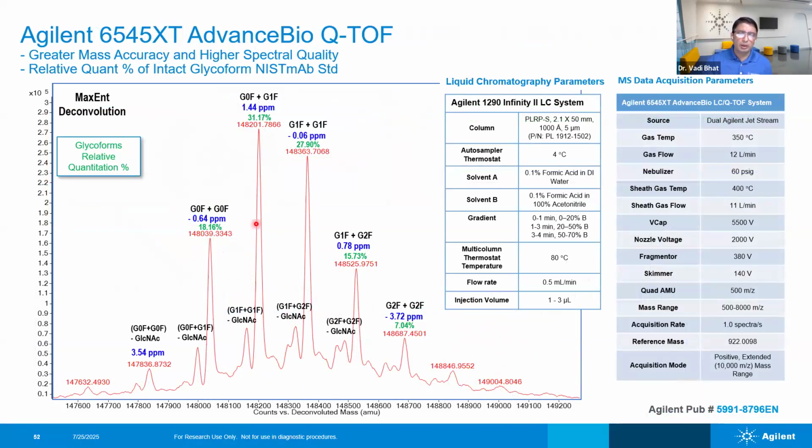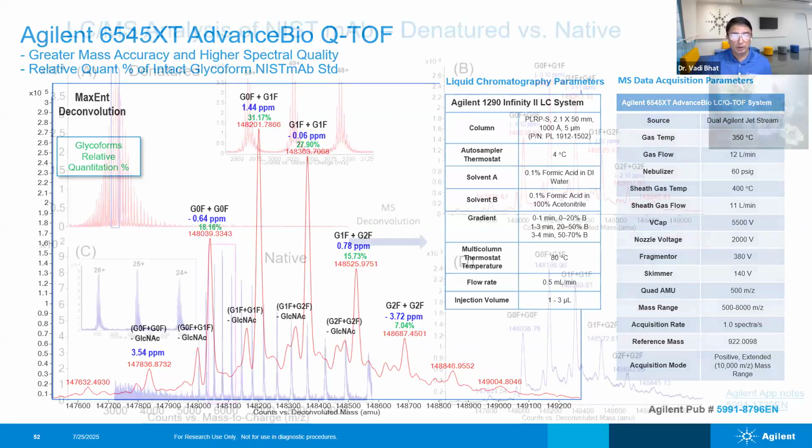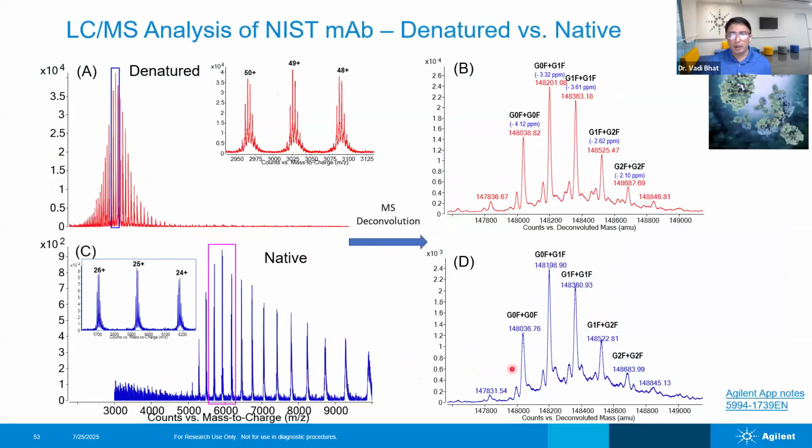So this is a typical reduced, denaturing condition RPMS. Okay, so that you are looking into all the different glycoforms. In this case, a niche monoclonal antibody, there are about 18 glycoforms that can be identified in a single analysis, and this information everybody wants to see, right? And with accurate mass.